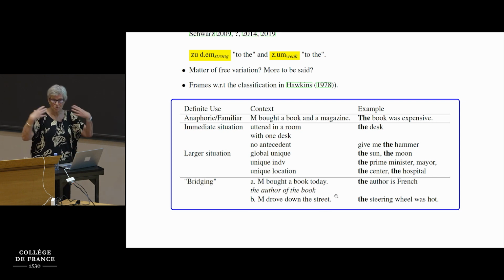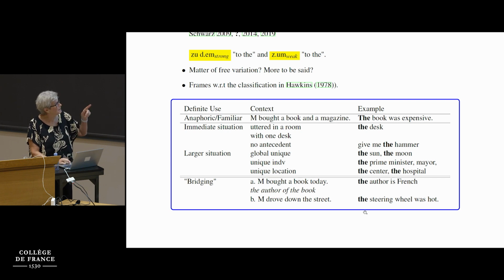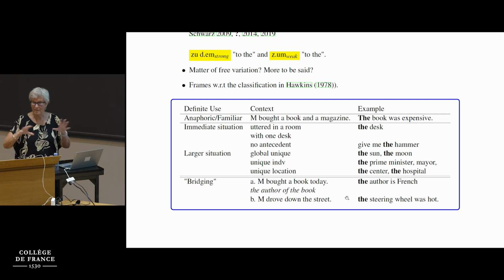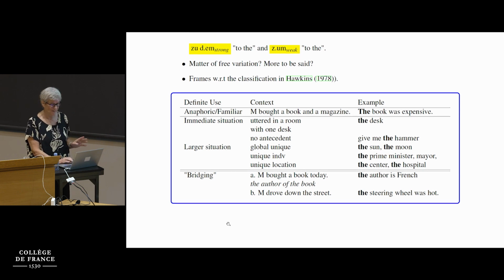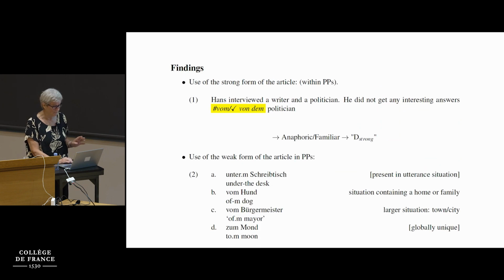Or suppose I'm driving down the street and it's really hot outside and the car has been in the sun, and I say, oh, the steering wheel was hot. And we know that this is the steering wheel of the car that I was driving down the road. So these are called immediate situations. Okay, these contexts are called bridging contexts, and they're syntactically very interesting, and the syntax really hasn't been figured out, the details of this.